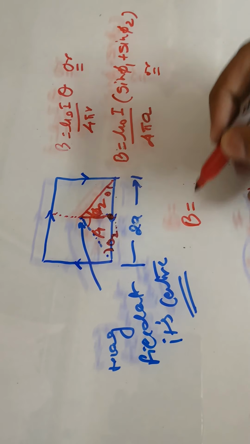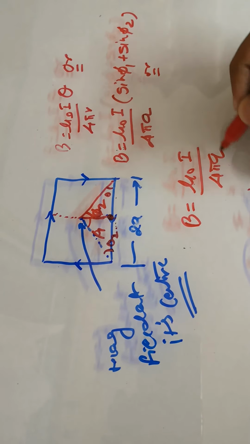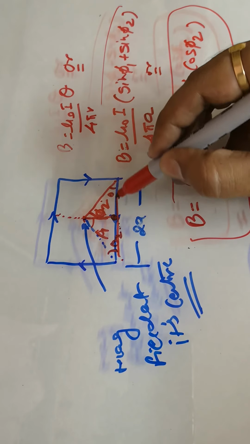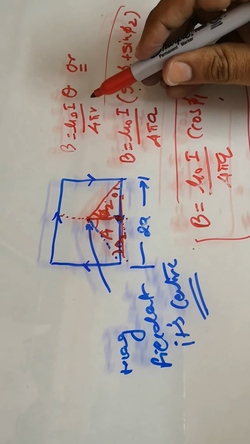It is up to you which angle you follow. Mu 0 I upon 4 pi a, cos phi 1 plus cos phi 2. Be careful whenever you use this formula with sine or cos. Use the angles measured from the perpendicular distance, whereas theta 2 and theta 1 are only for the direction of our current. So you can use any of the two formulas or the previous formula.